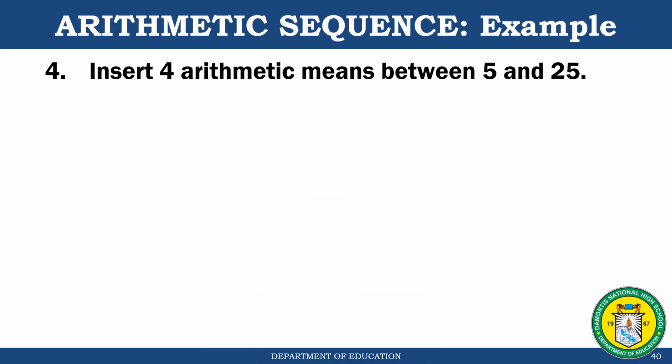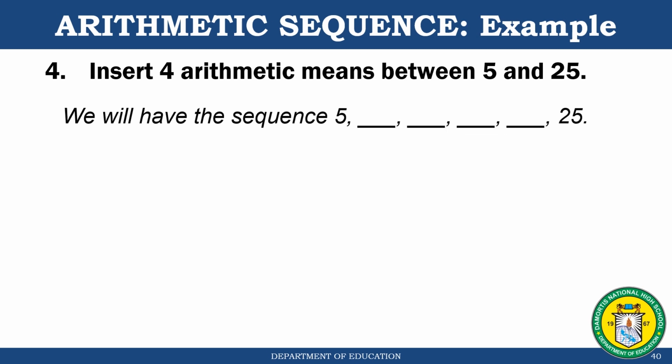Okay, let's have example number 4. Insert 4 arithmetic means between 5 and 25. So anybody from the class, what are we going to do first? Okay, so we're going to list it. We will have the sequence 5, then we're going to insert the 4. So 5, then 1, 2, 3, 4. Then the last term is 25.